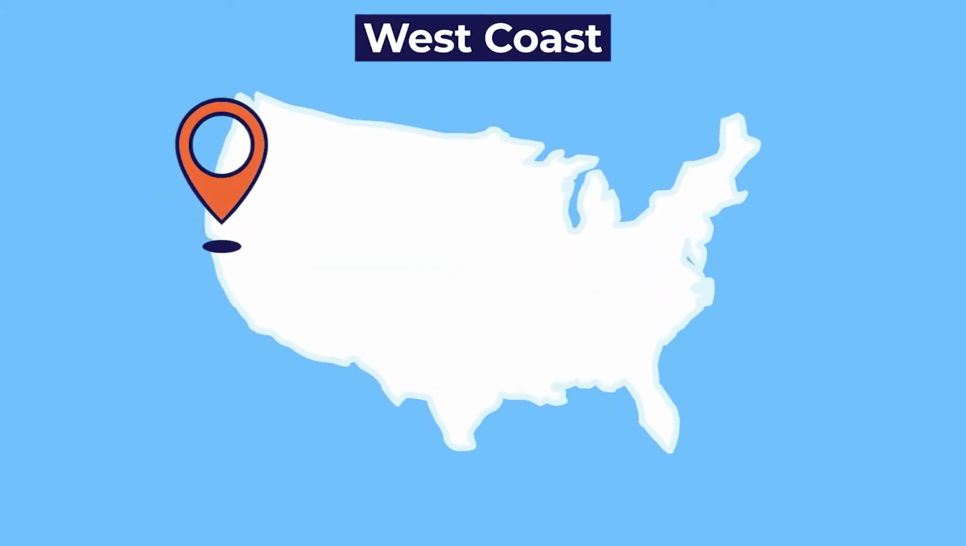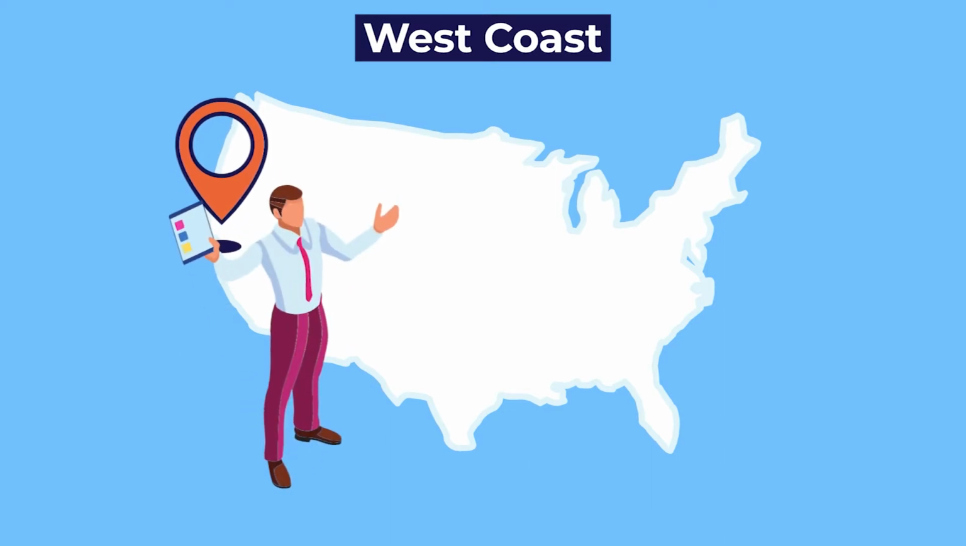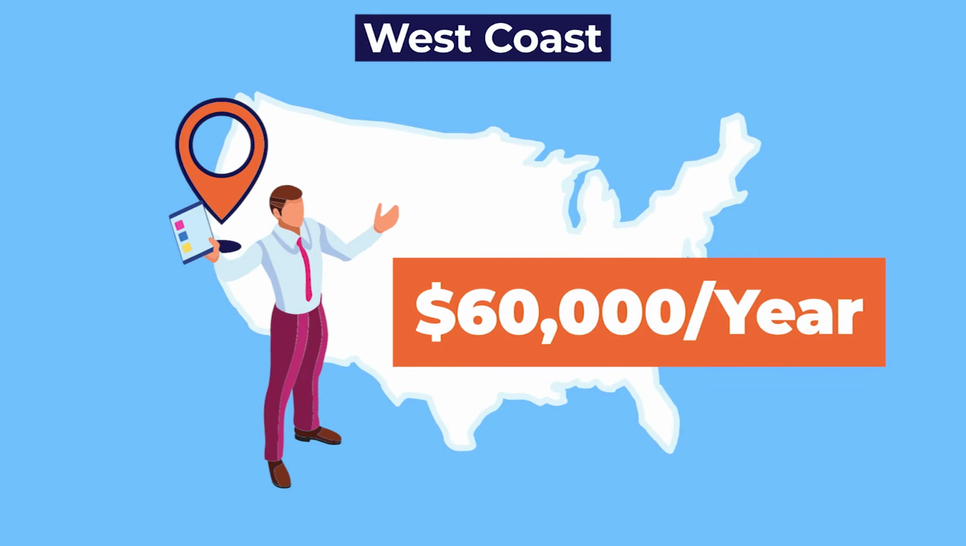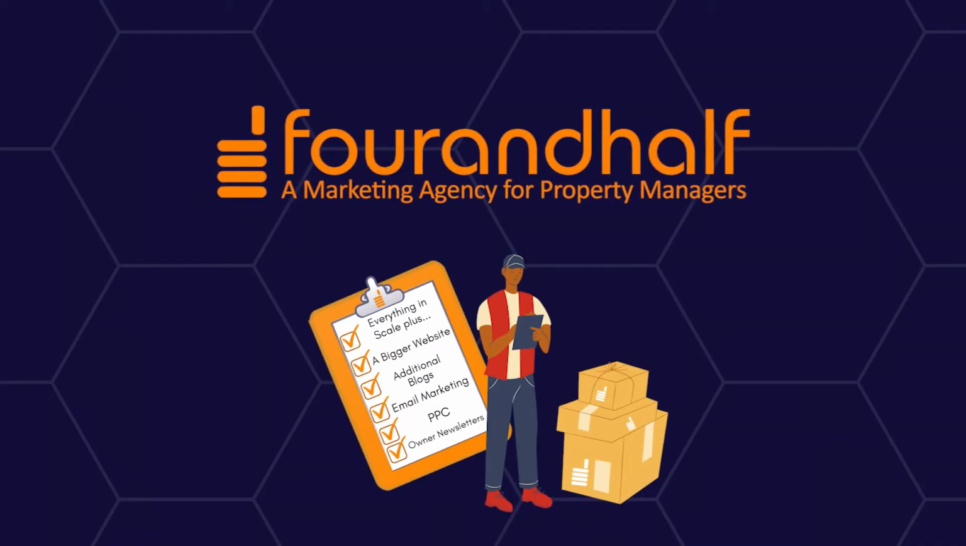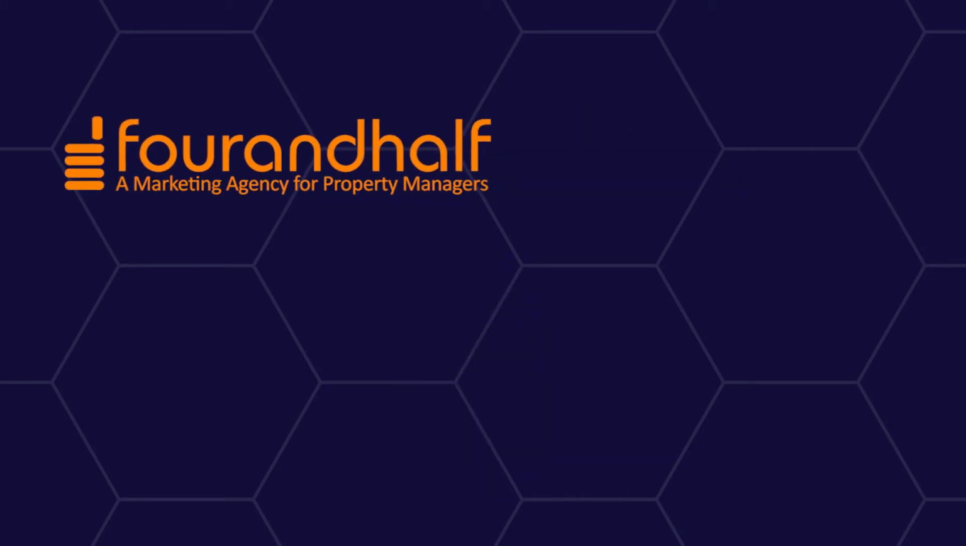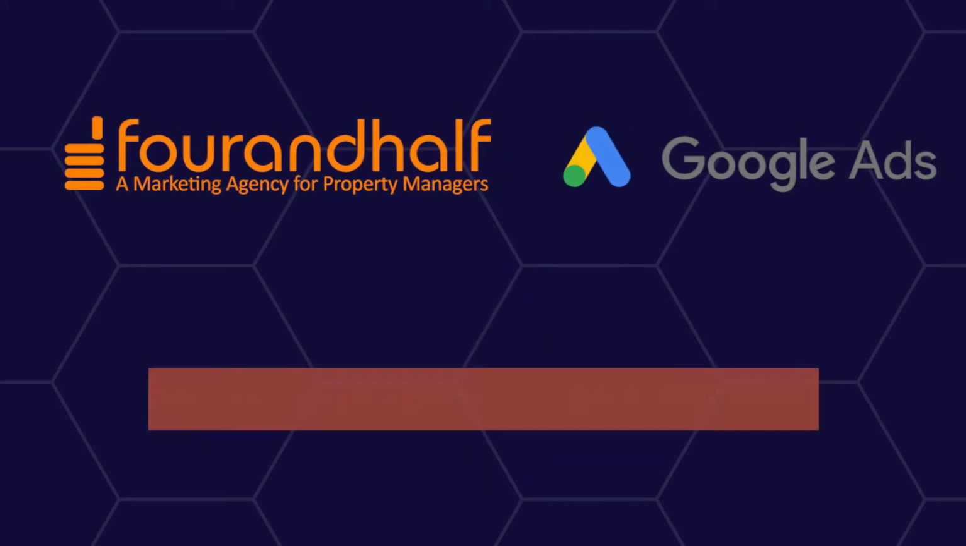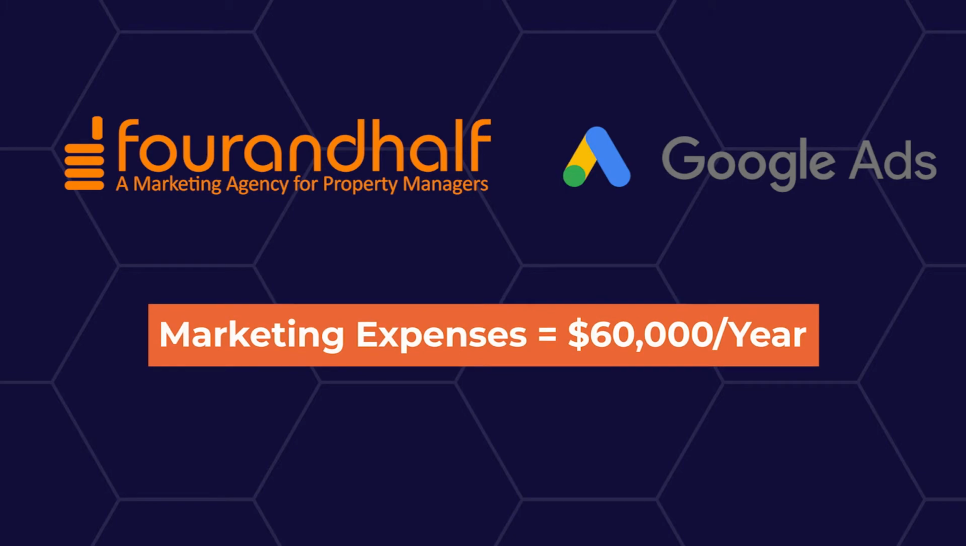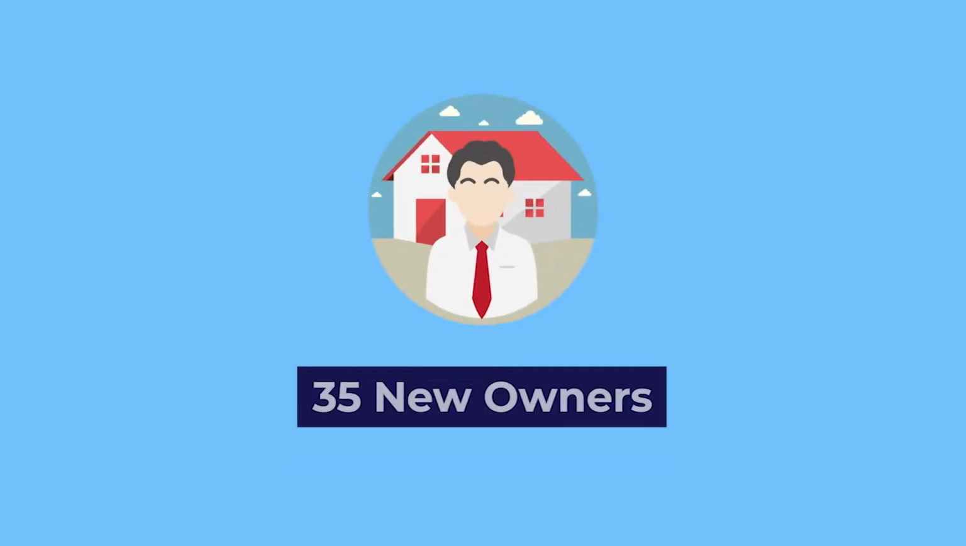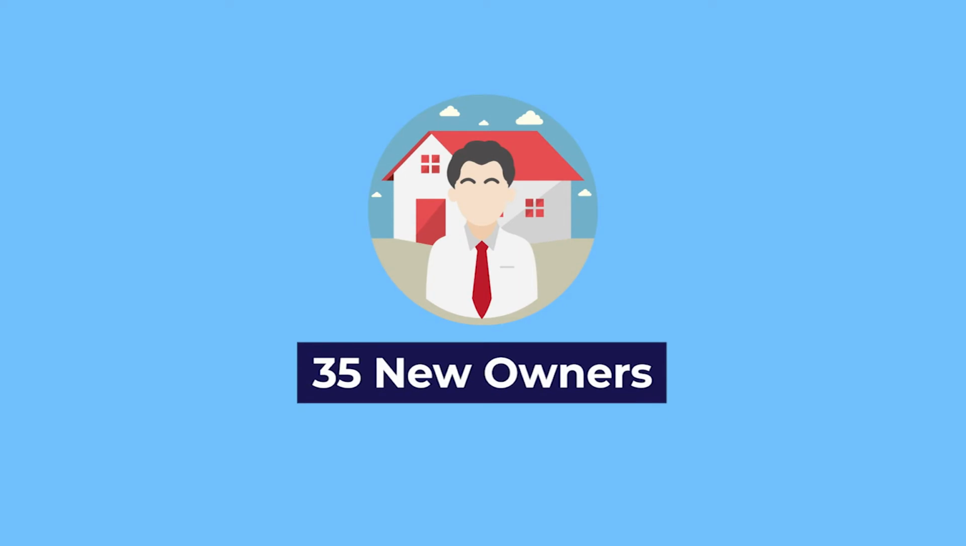For our West Coast example, let's say you employ one salesperson and you pay them $60,000 a year. We'll use that number as your sales expenses. For marketing, let's assume you've got a package with 4.5, as well as a budget for Google Ads. That costs you about $5,000 a month, which means your annual owner marketing expenses are $60,000. Let's say you brought on 35 new owners last year.